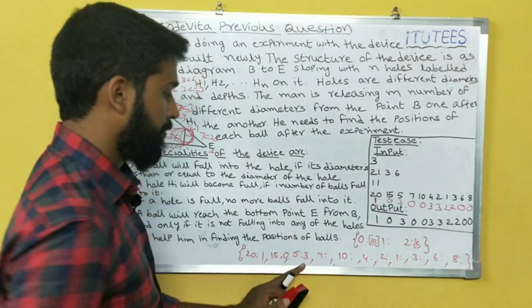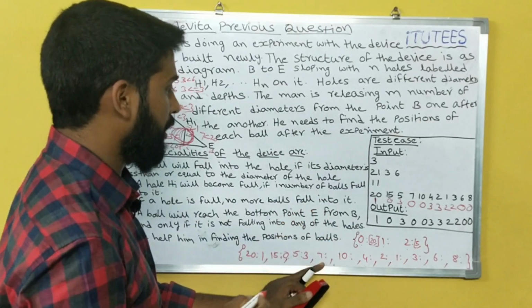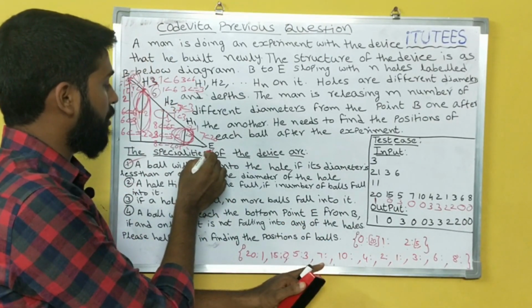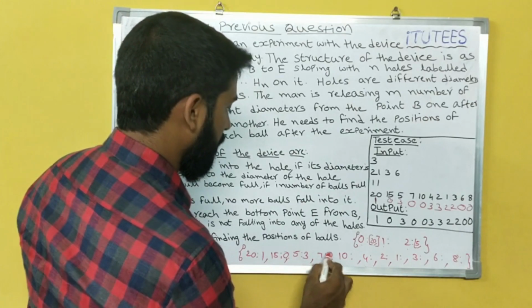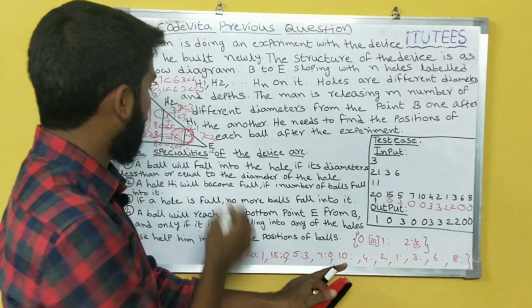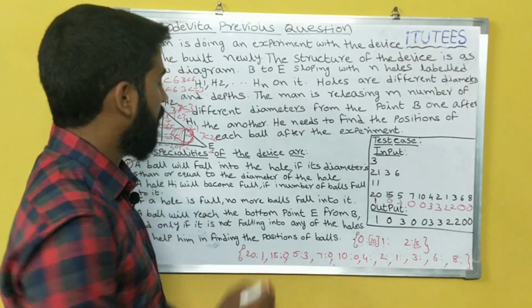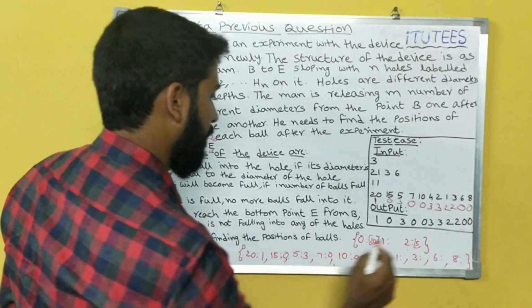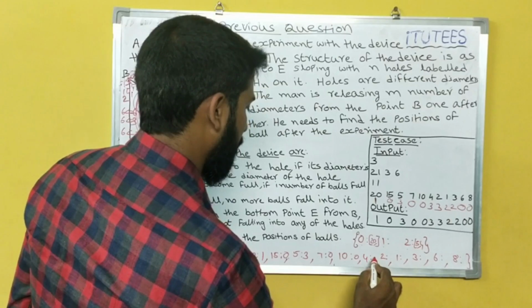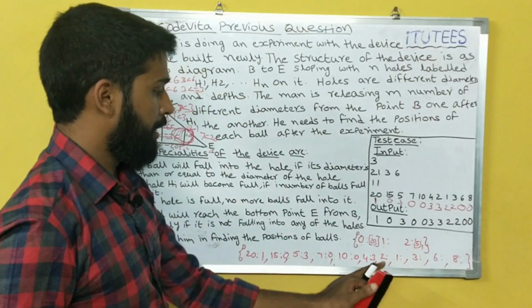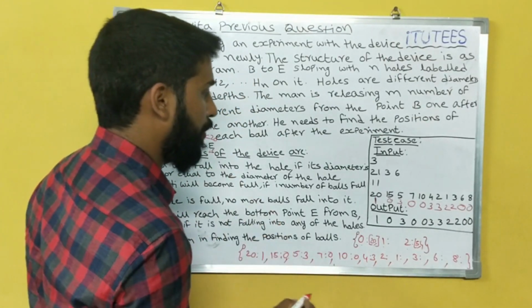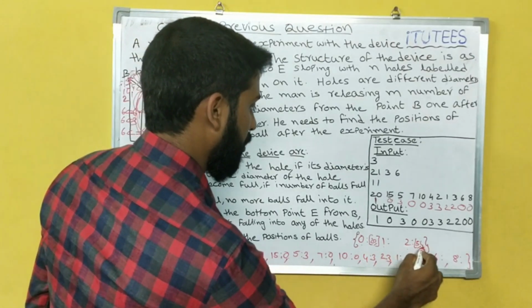3. 7. Does 7 fall in? No, 7 does not fall in any hole. It reaches C, so it is 0. 10 also reaches C, so it is 0. 4. 4 falls in 3, so 4, 3. Next 2. 2 falls in 3. So 2.